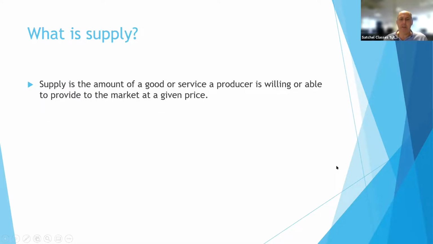supply is the amount of good or service a producer is willing or able to provide to the market at a given price. That given price is important. Some producers can't produce at certain price levels, which gives us the shape of the supply curve. So let's have a look at what the supply curve looks like.